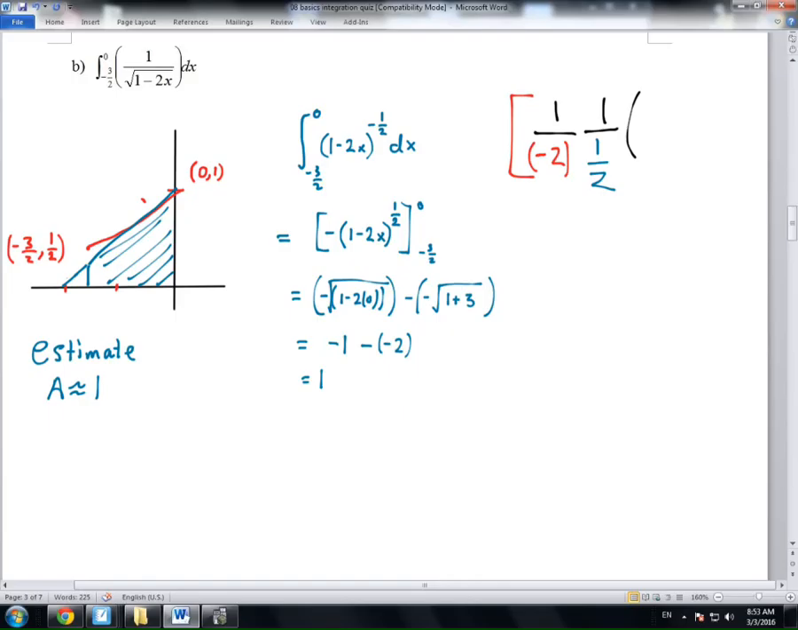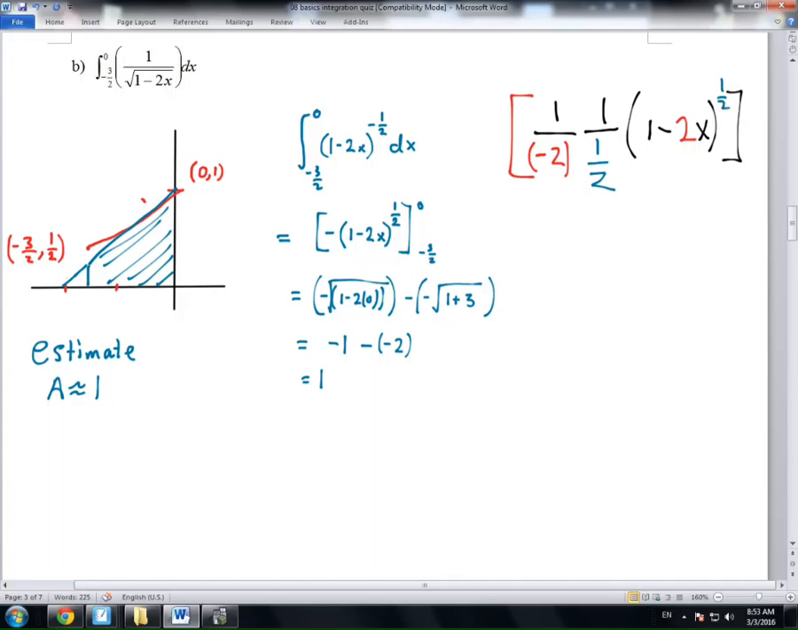What is it? It's supposed to be 1 minus 2x. And that's going to be to the positive 1/2 power. All right.